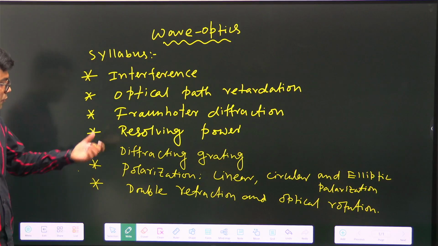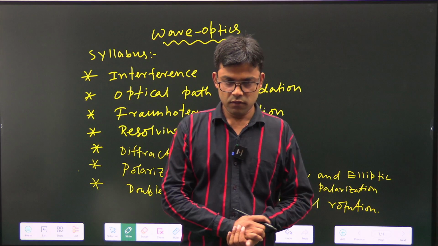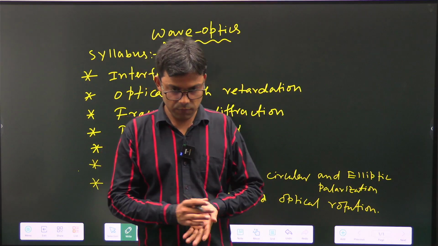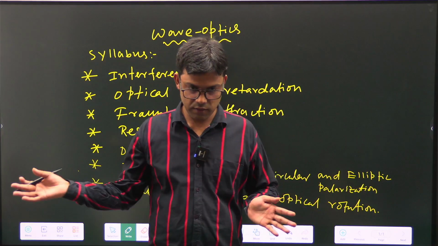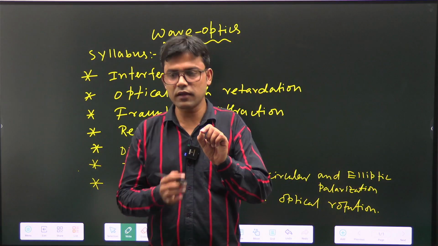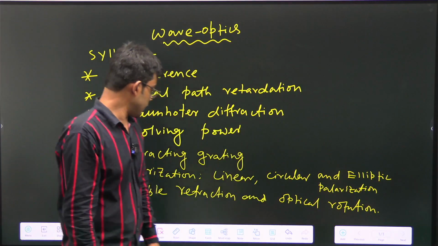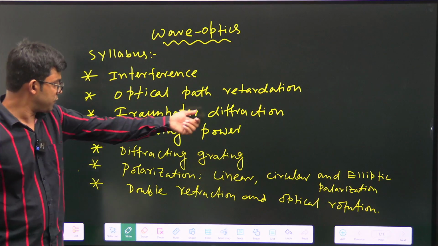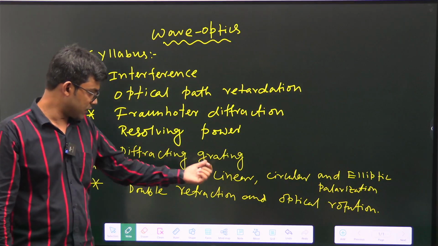And then you have a phenomenon called Fraunhofer diffraction. Fraunhofer diffraction means what? There's a bending of light. Light will not always travel in a straight line. If light strikes an edge, there will be a kind of bending phenomenon that we'll discuss. Based on this diffraction, there are various properties like resolving power and diffraction grating that we'll discuss.